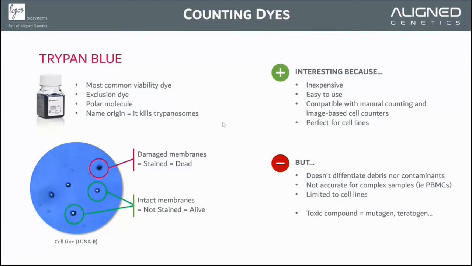And so the only option is to count under a high magnification, meaning you're going to spend even more time counting the cells. It's not efficient and a source of errors. Anyway, therefore, Trypan Blue is not accurate for complex samples.